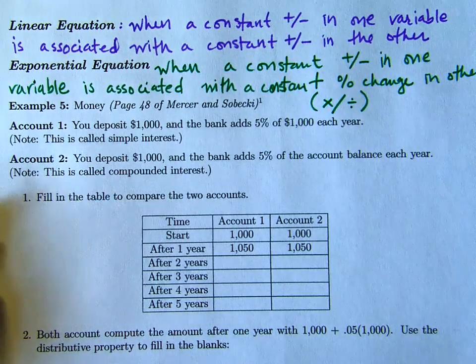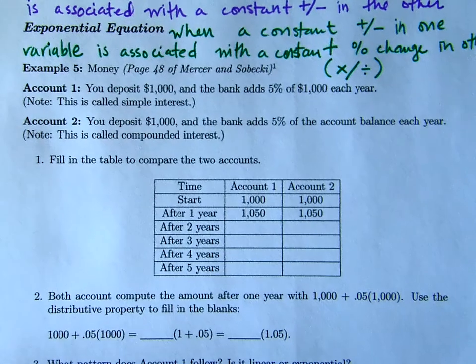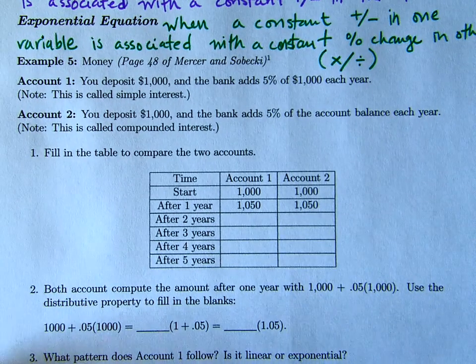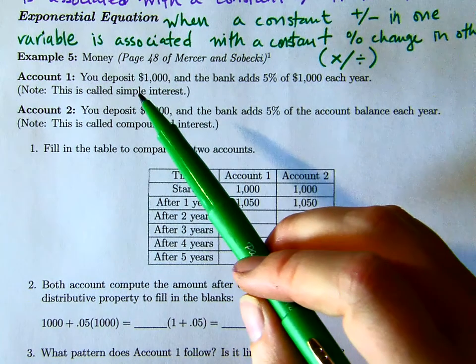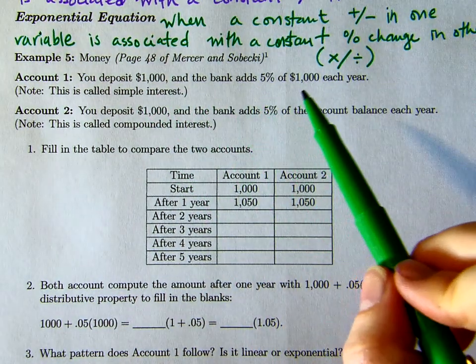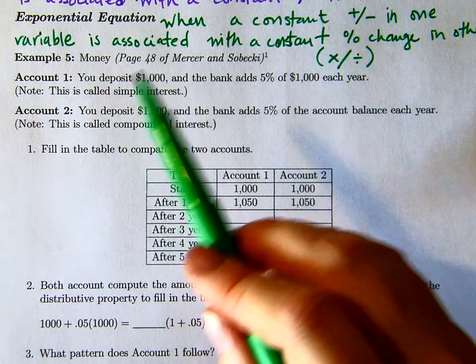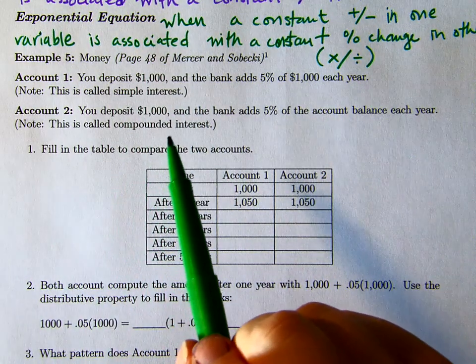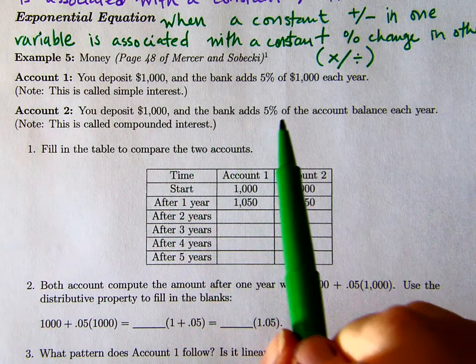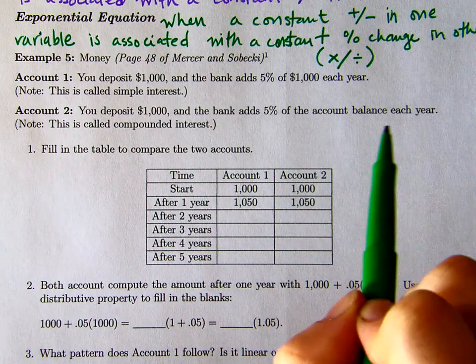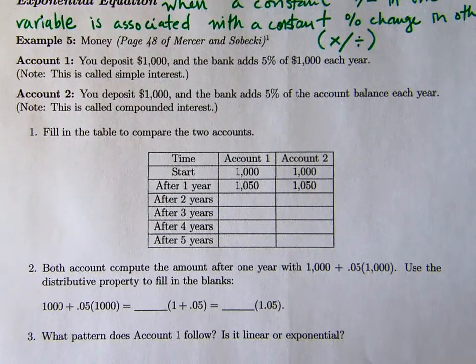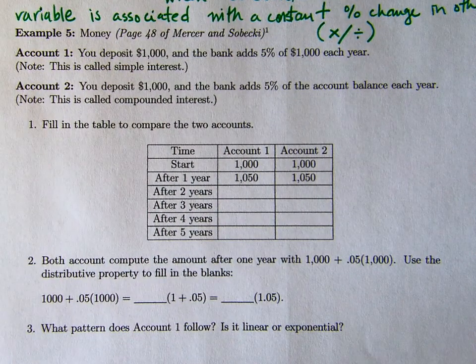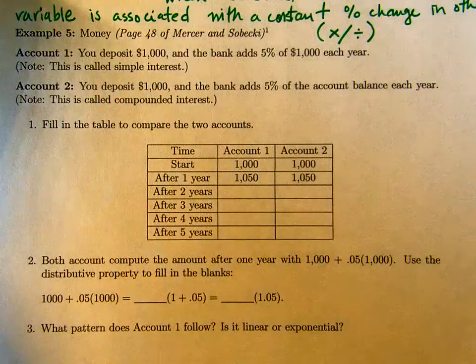All right, let's take a peek at example 5, the last example in these notes. This comes from your textbook, the Mercer and Sebecki book, on page 48. You deposit $1,000 and the bank adds 5% of $1,000 each year. That's called simple interest. You deposit $1,000, woohoo, and the bank adds 5% of the account balance each year. That's called compounding interest. Fill in the table to compare these two accounts.